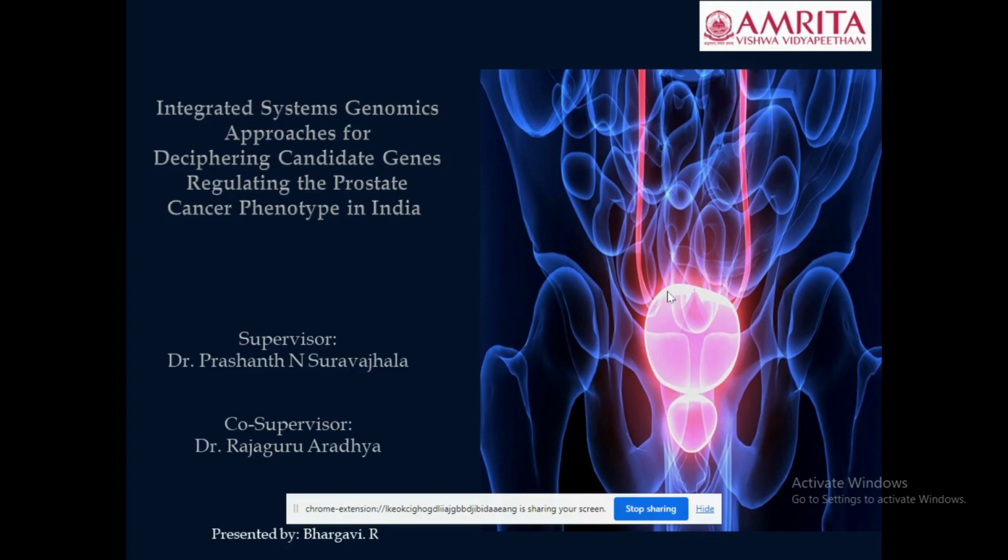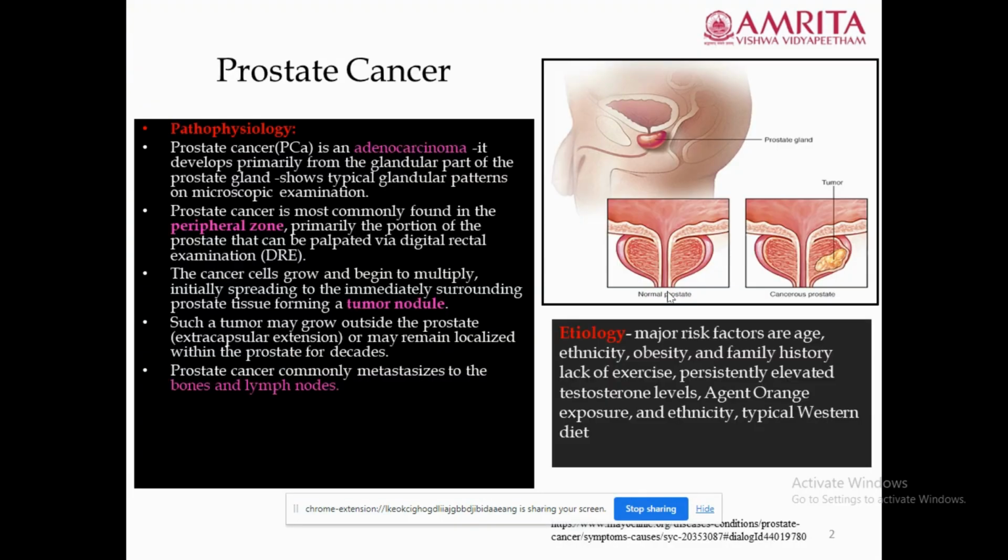My presentation for today is titled Integrated System Genomics Approaches for Deciphering Candidate Genes that are Regulating Prostate Cancer Phenotype in India. Prostate cancer is an adenocarcinoma that develops in the glandular part of the prostate gland.